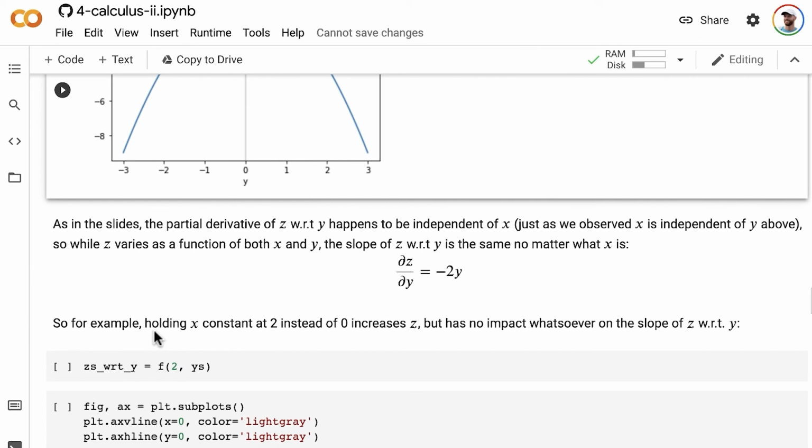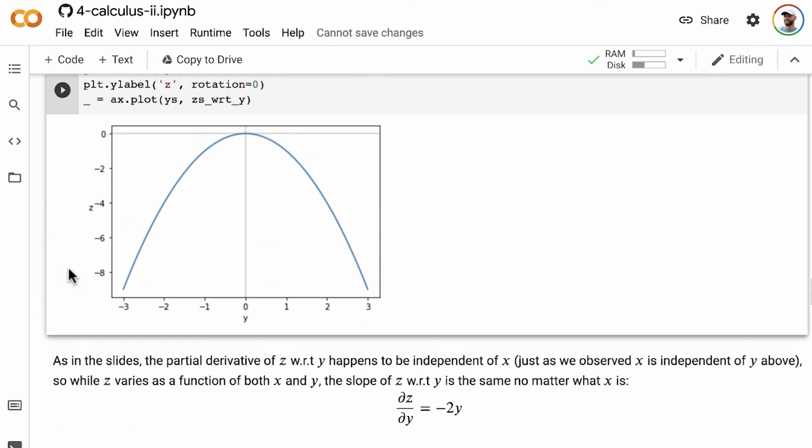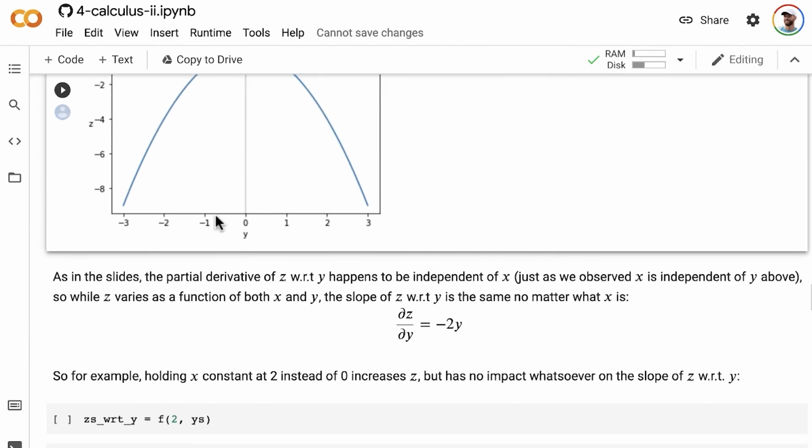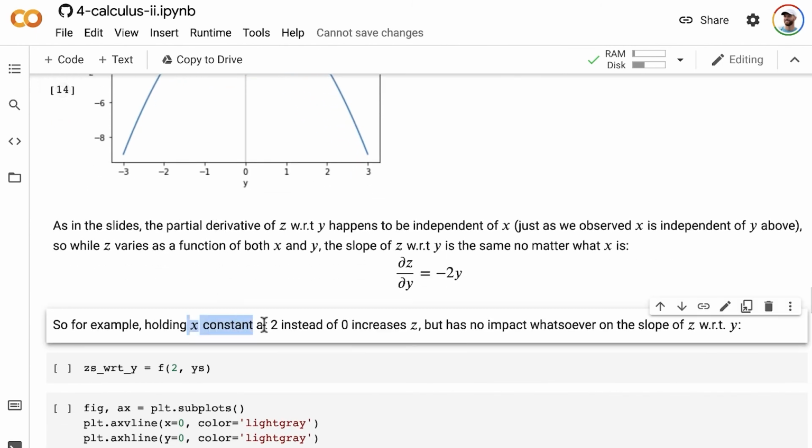This means that if we hold x constant at some value other than 0, so here we're holding x constant at 0 as we vary y and seeing the shape of z. If we change x to some other value, let's say we change it to 2, that has no impact whatsoever on the slope of z with respect to y. So let's do that. Let's see it.